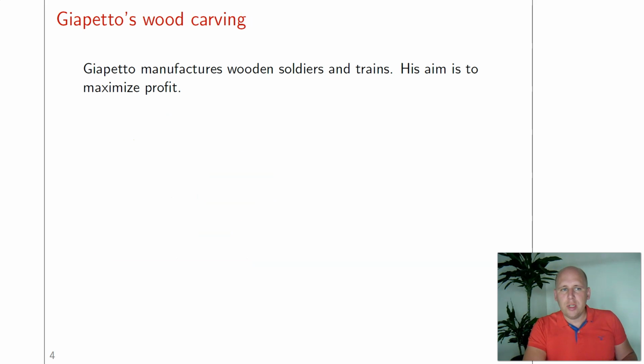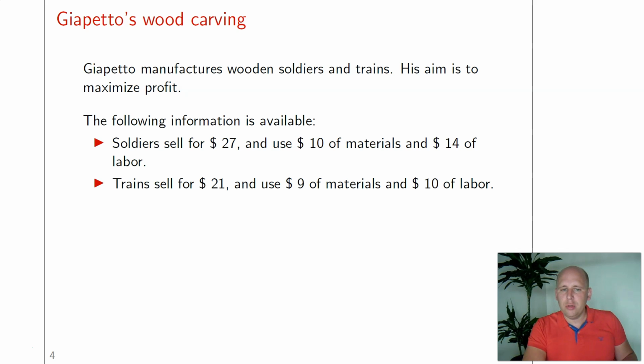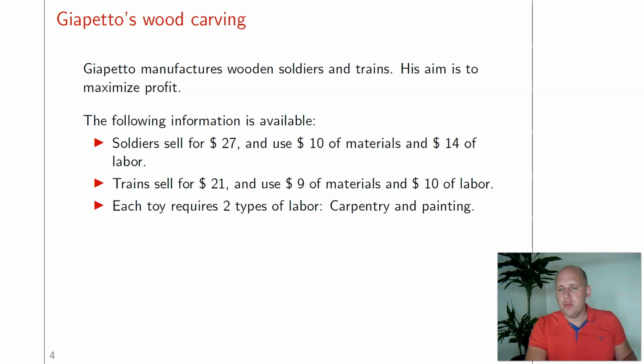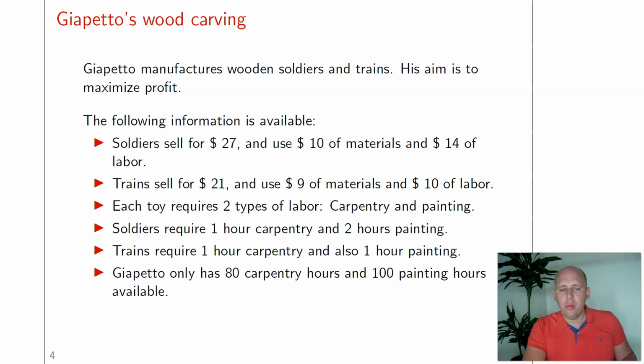As an example, let's consider Geppetto's wood carving. So Geppetto manufactures soldiers and trains, and the aim is to maximize profit. We have information available, so the soldiers can be sold for $27 and they use $10 of material and $14 of labor. Trains can be sold for $21 and they use $9 of material and $10 of labor. For each toy we need carpentry and painting as the two types of labor. The soldiers require 1 hour of carpentry and 2 hours of painting, and trains require 1 hour of both.